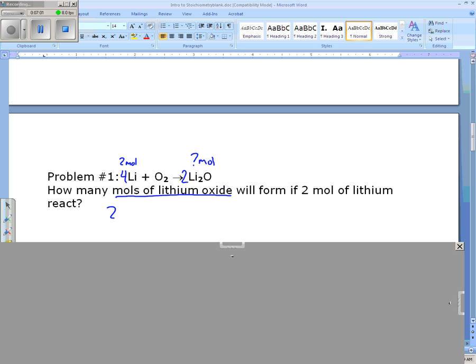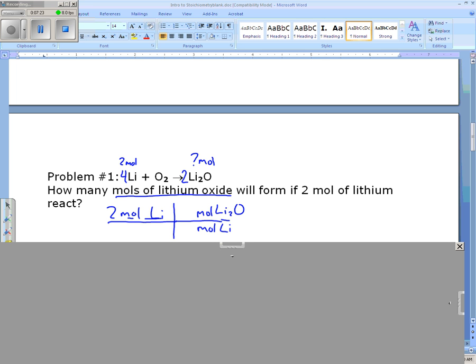Start with the number they give you in the problem, 2 moles of lithium. Can I use mole ratio? Yes. So moles of lithium are here. So moles of lithium have to go here. And under moles of lithium oxide. Okay, because that's where the question mark is.